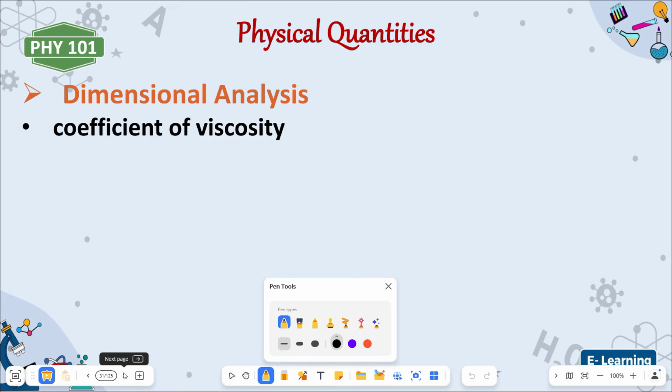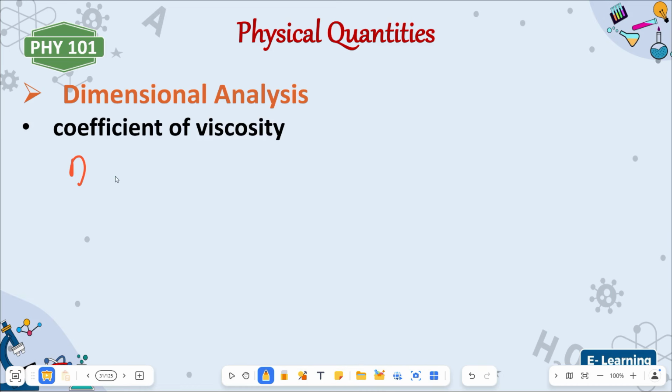Very, very important. Now, the next one is the coefficient of viscosity. Remember, we said coefficient of viscosity is... the formula for coefficient of viscosity, my dear student.